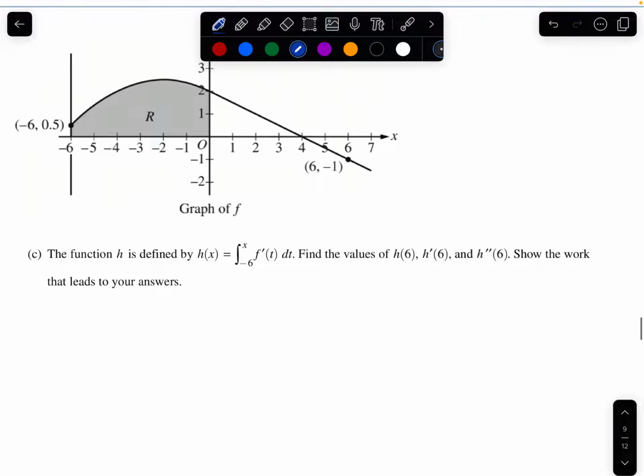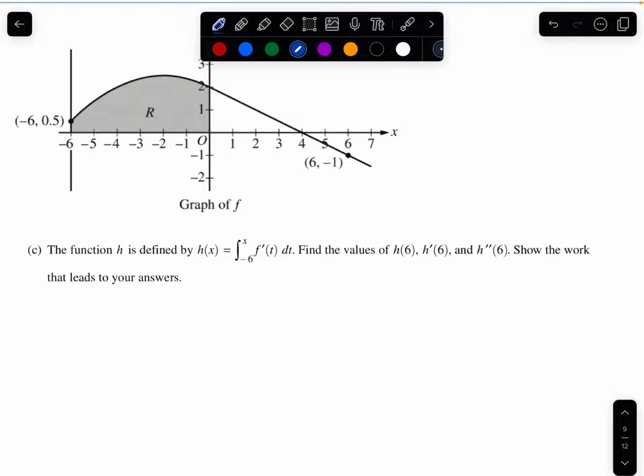And finally, for part C, now we're dealing with another function, h, and this time we're told that h of x is defined as the integral of the function from -6 to x. So that's great, we don't have to worry about possibly having to integrate from right to left. With this function h, it's asking us to evaluate a few different values: h of 6, h prime of 6, and h double prime of 6. So let's go through it part by part. And I'll switch to a different color just for consistency's sake.